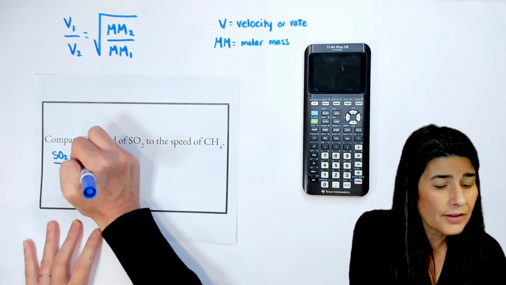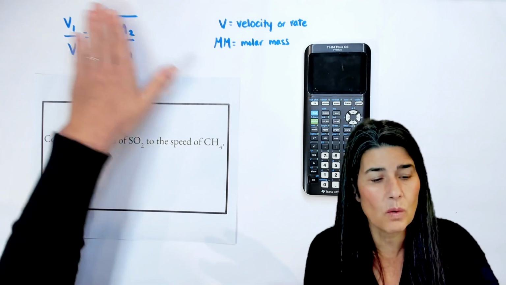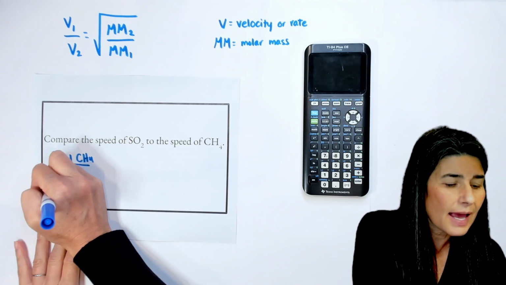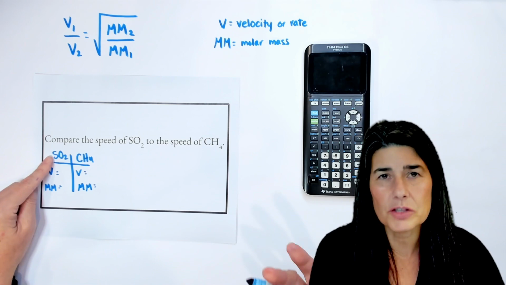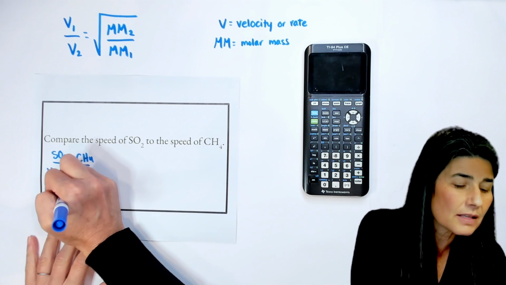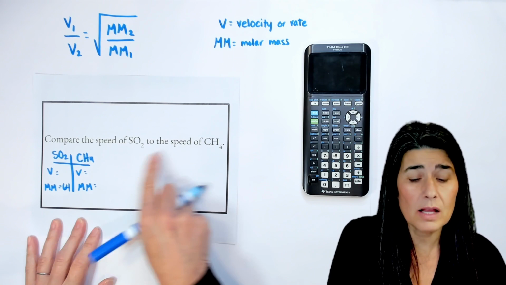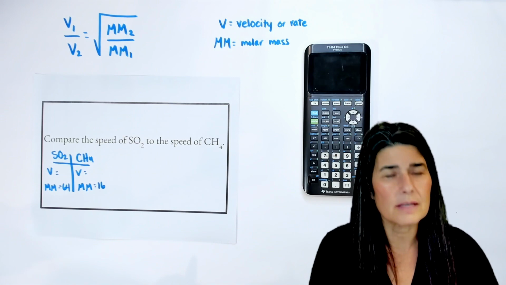What am I going to need for them? If I'm doing speeds, I know I'm going to rely on Graham's law. I know I'm going to need velocities for each and molar masses for each. As far as molar masses, I could just get that right away. I'm just going to look that up on the periodic table. Sulfur is 32. Two more oxygens is another 32. The molar mass of SO2 is 64. CH4, well, a carbon is 12 and four more is 16. So I have a molar mass of 16.